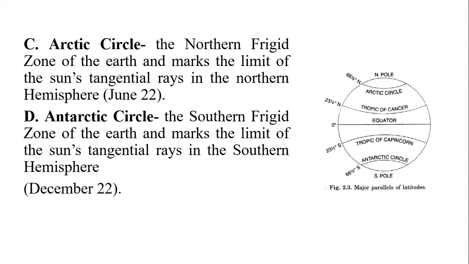Then itong Arctic Circle, pag winter, hindi na araw or gabi lang talaga siya, or mas kilala sa tawag na polar night. And pag summer naman, doon naman walang gabi, puro araw naman siya kahit na madaling araw na or alas 12 na ng madaling araw, ganun.